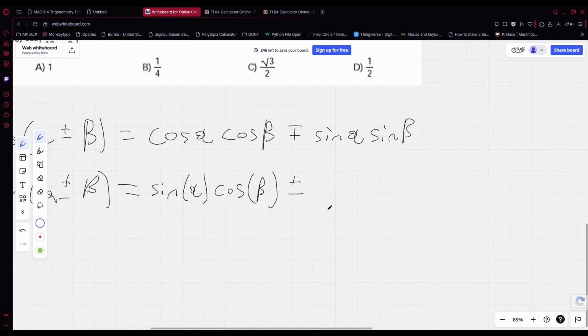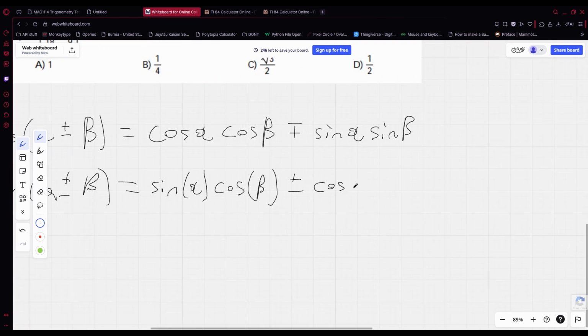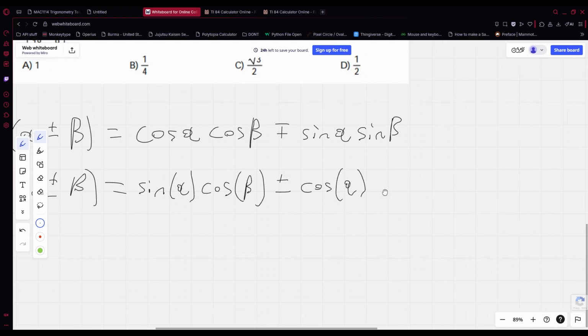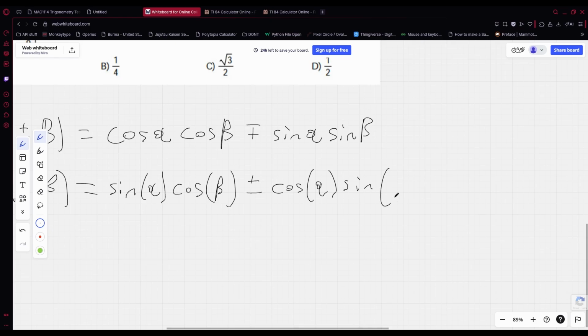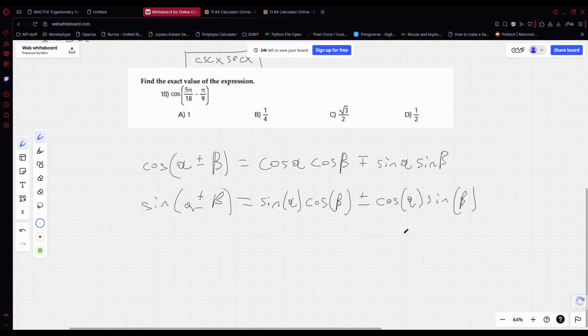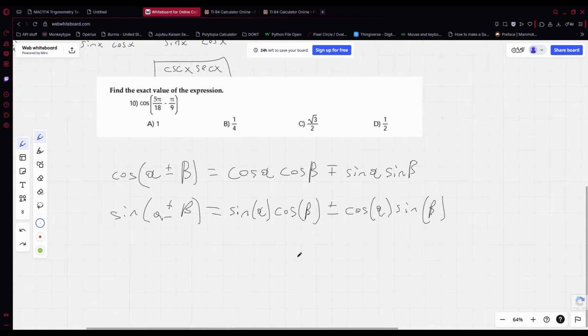But the sign's not changed. And then you have cosine alpha. I always have trouble drawing that. Sine beta. And you'll notice that alpha, beta, are always in the same order. You just kind of flip around the sines and cosines.